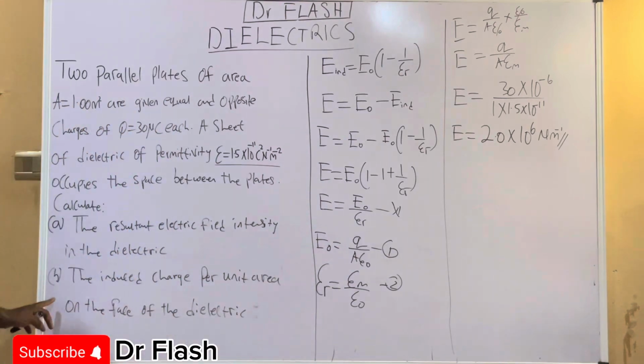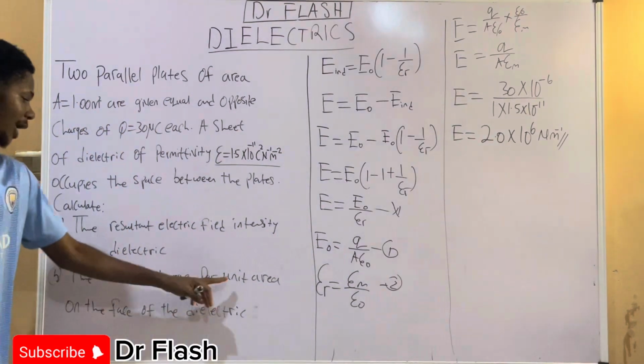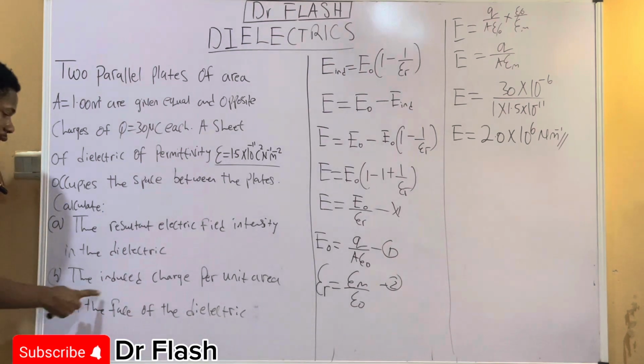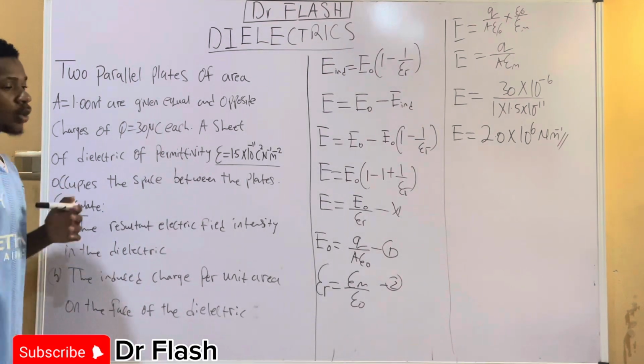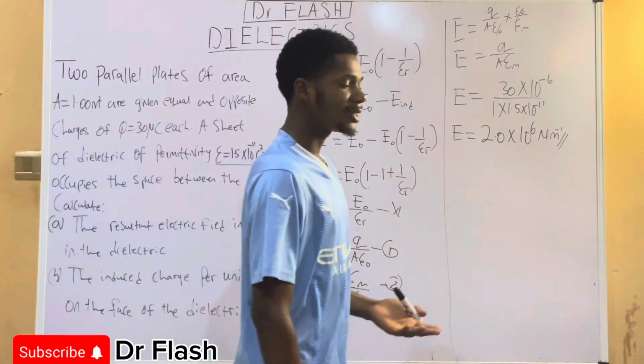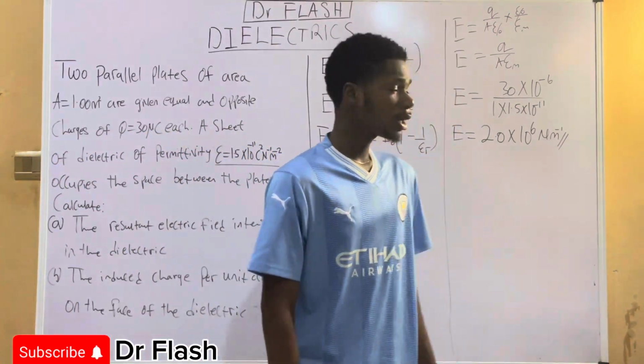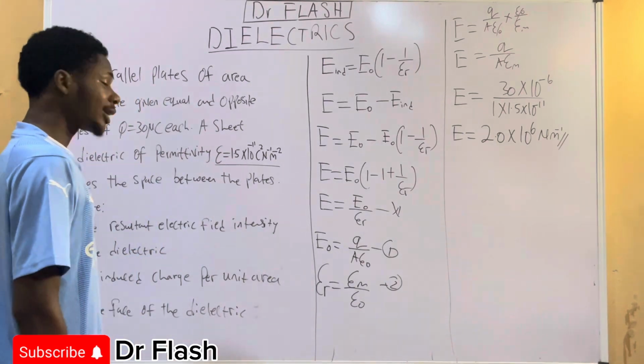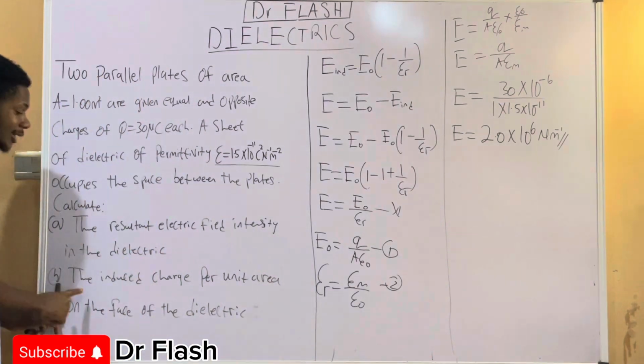Now, in the next question, they ask us to find the induced charge per unit area. What is going to be the induced charge per unit area? The induced charge per unit area of the surface. When you talk about induced charge per unit area, it simply means the charge density. Now what will be the charge density? And remember, they are not just asking us to find the charge density, but rather the induced one.